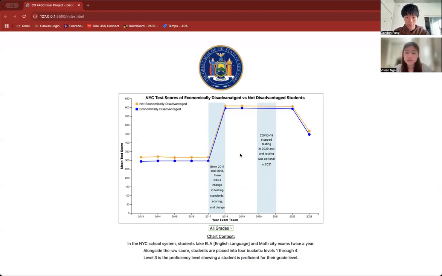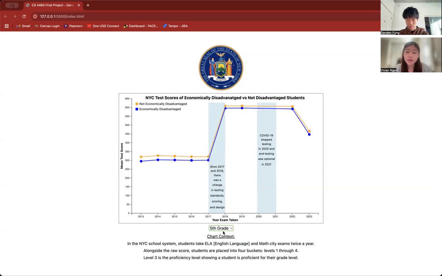We start off here on the screen with a line graph of all grades, as you can see in the filter dropdown. We can see that the orange timeline represents the not economically disadvantaged, while the blue represents the economically disadvantaged. When you click on the dropdown, the user is able to select which grade in particular they want to examine, and the graph will update accordingly. The user is also able to hover over each data point to see the breakdown of percentage of the students in different levels of performance, the exact score, and the number of students tested.